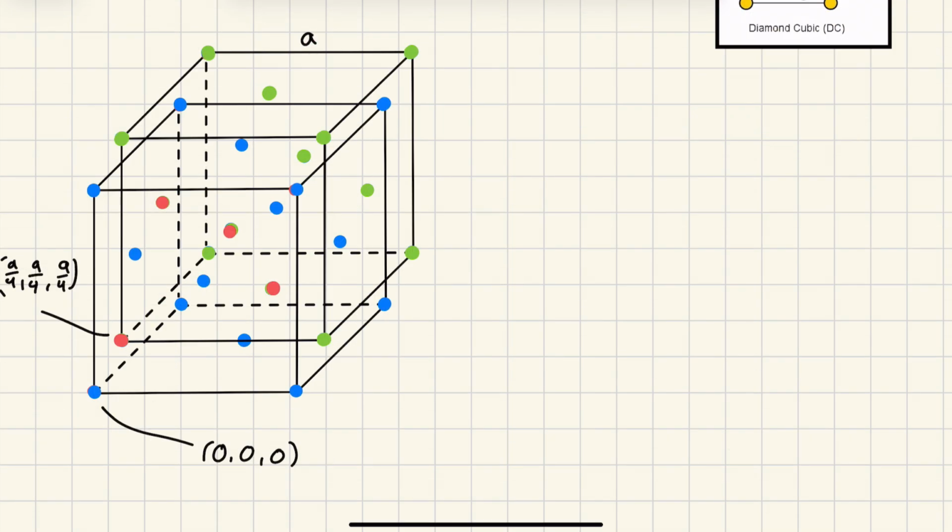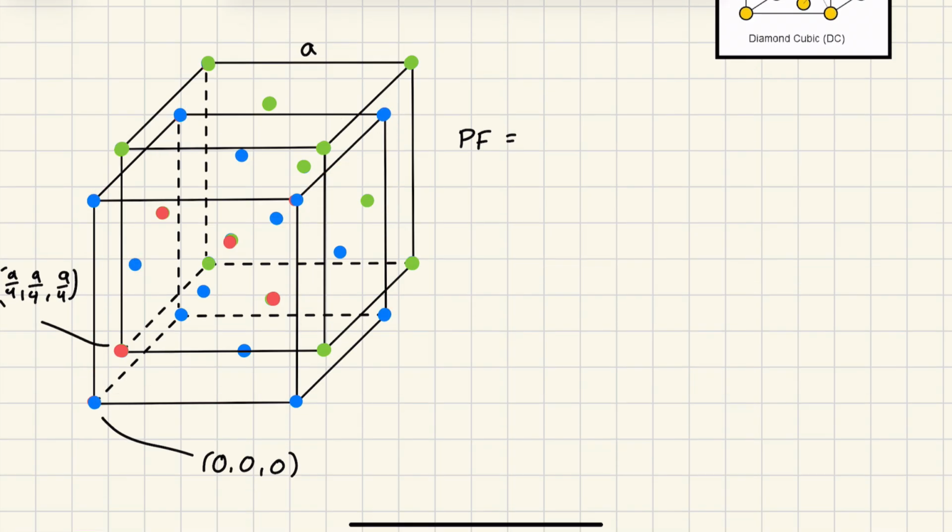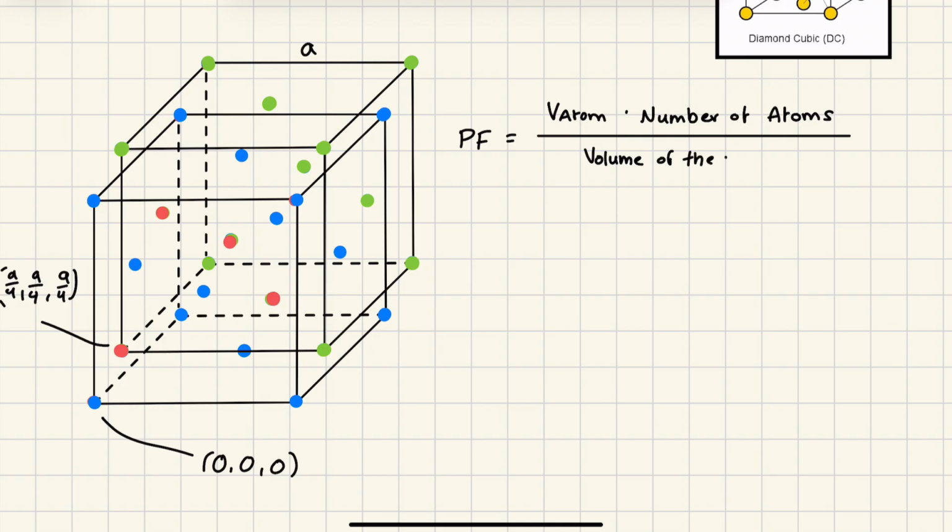Now, in order to calculate the packing fraction of this diamond crystal we have just created, I'm just going to call it PF, we have to divide the volume that is taken up by the atoms inside of the cell by the volume of the entire cell itself. We get the total volume of the atoms by multiplying the volume of one atom times the number of atoms inside the unit cell, and that's what we're going to divide by the volume of the unit cell itself.